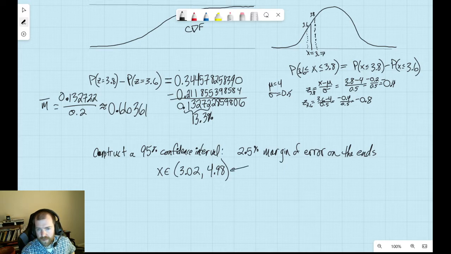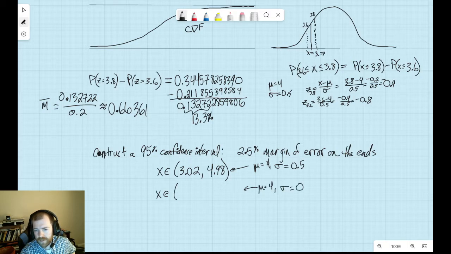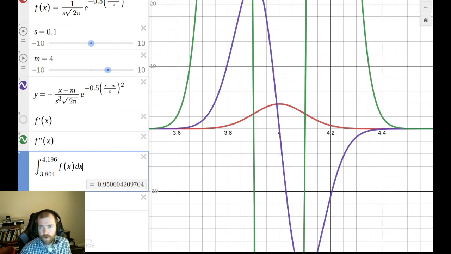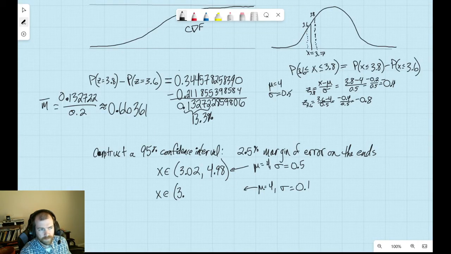So in this case, our mean was 4 and standard deviation was 0.5. And when we did the other one, mu was 4 and standard deviation is 0.1. We needed this to be 3.804 and 4.196.